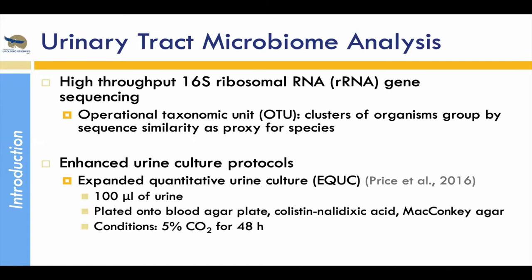So the subsequent discovery and confirmation of the urobiome was facilitated primarily by 2 assays which are complementary to each other. First is the advance of molecular techniques, specifically the ability for high throughput sequencing of a marker gene, in this case, mostly the 16S ribosomal RNA gene, which is specific for prokaryotes. These assays detected DNA evidence of bacteria.